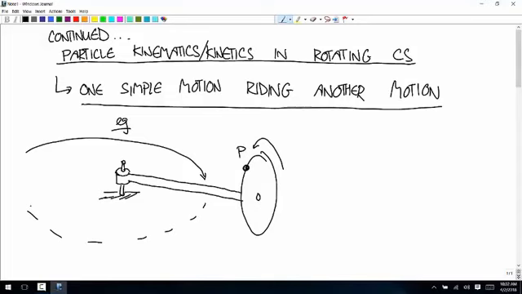And if this disk was fixed and the arm was rotating, it would be easier to calculate the motion of that particle because that's just a different circular motion. But the two of those together with the tools we have so far is really complicated. And so we're going to always think of one of these motions as the horse and one of these motions as the cowboy.